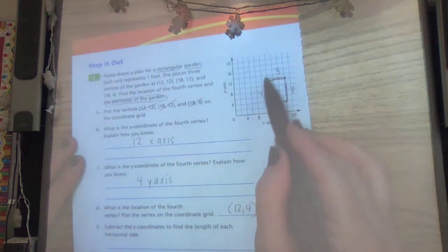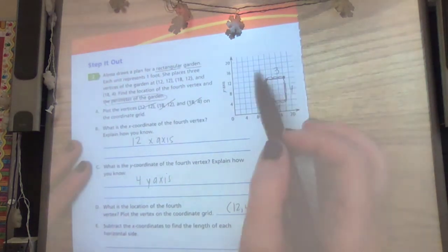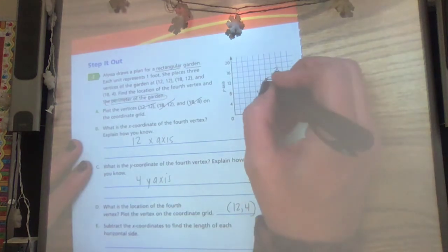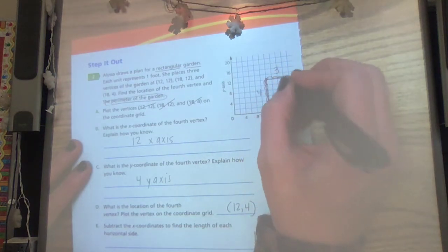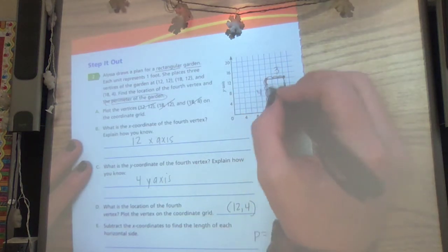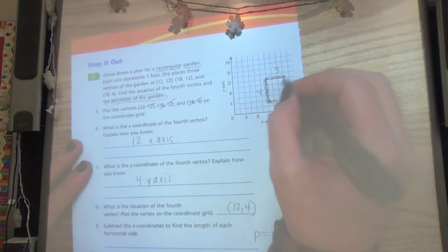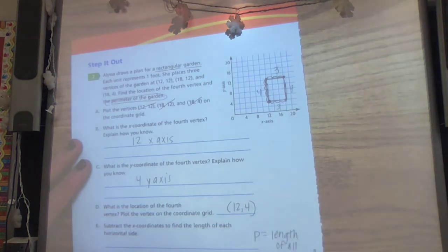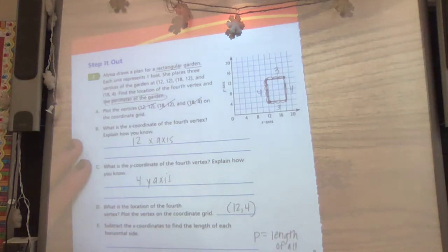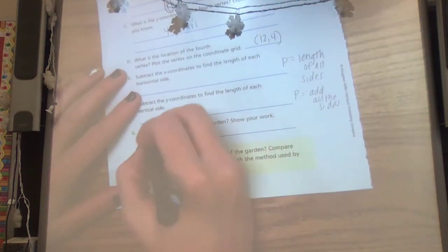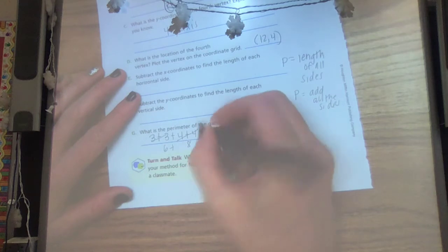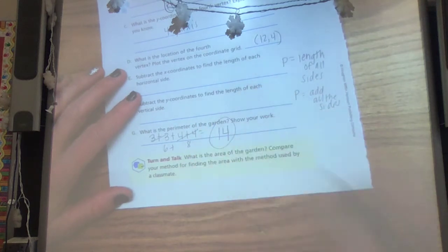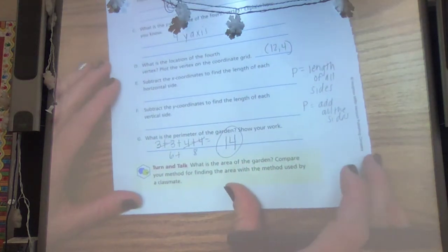Now remember, area, we would multiply length times width, but when we're finding perimeter, that's the distance around. So I'm going to add all of those sides. Remember, area is the space inside. Perimeter is the distance around. So 3 plus 3 plus 4 plus 4. So I know 4 plus 4 is 8, and 3 plus 3 is 6. So I know 6 plus 8 is 14, and 14 would be my perimeter.